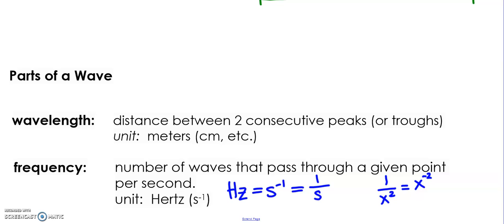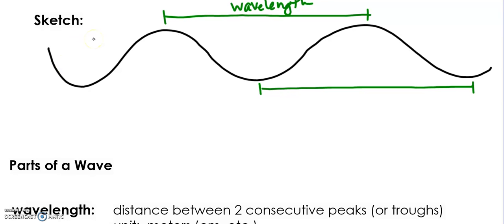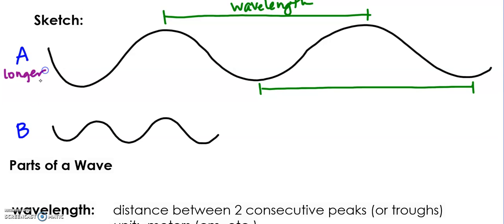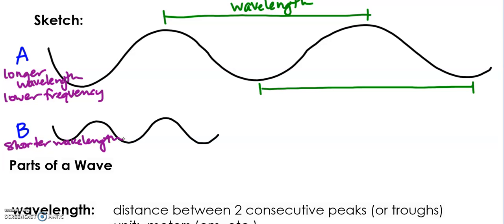So what we should note is that wavelength and frequency are related in that as your wavelength increases, so think about that, as the waves get longer, like this wave right here, you're going to see fewer waves per second compared to a wave that has a shorter wavelength. Okay, so if we call this wave A and we call this wave B, wave A will have a longer wavelength and you'll see fewer waves per second, so a lower frequency. Whereas wave B has a shorter wavelength and you'd have a higher frequency.